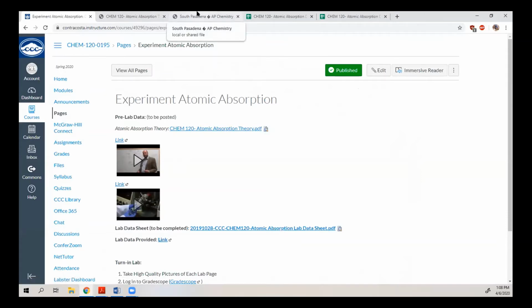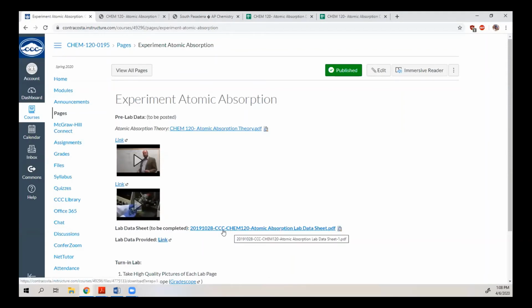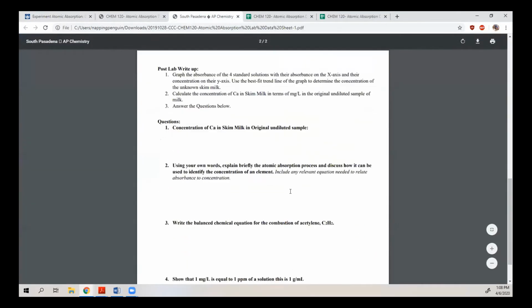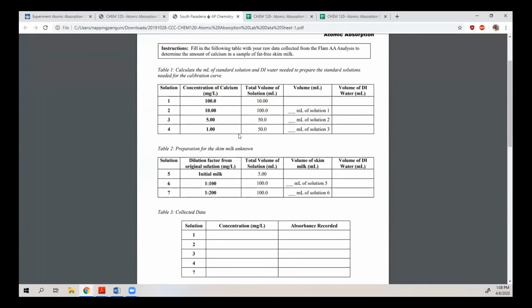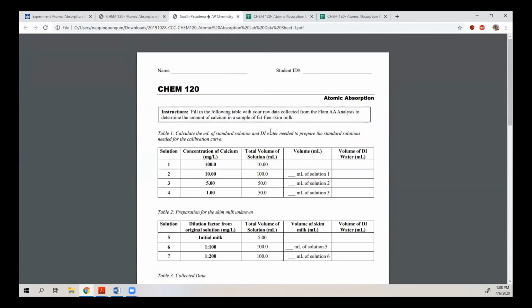So our lab is going to look like this document down here, the data sheet. This is what we're going to try to fill in. It's only 2 pages long. The first part is we're going to prepare these solutions of our calcium standard and our unknown sample. Then part 3 is where we're going to collect that data. Right now I'm going to walk through with you how you fill in table 1 for the standard solution.